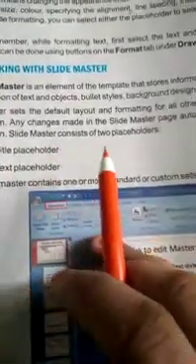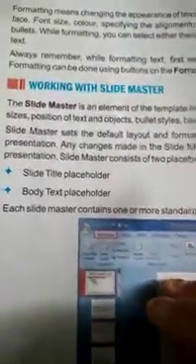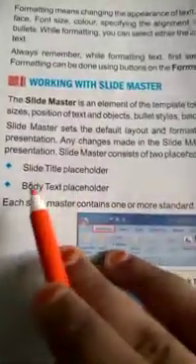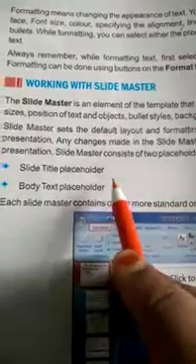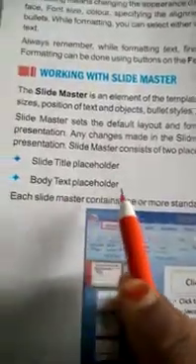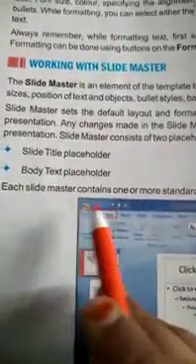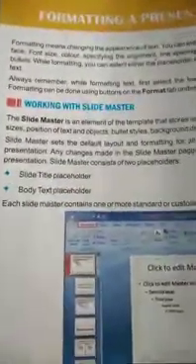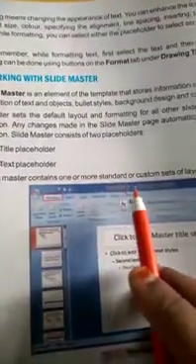Slide Master consists of two placeholders. First one is the slide title placeholder. Second is the body text placeholder. Each Slide Master contains one or more standard or custom sets of layouts.